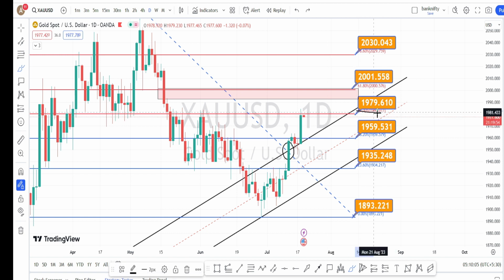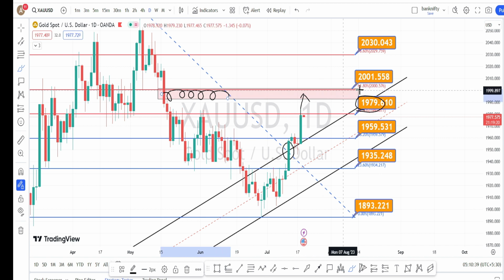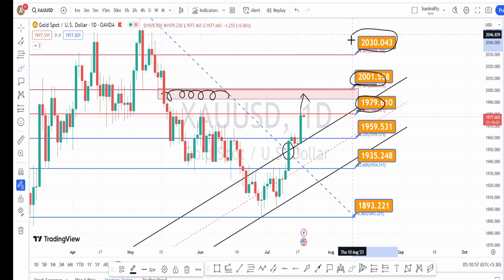Once the price action breaks this resistance level of 1980, we can expect the price action to find resistance around this area or to take the liquidity around this area, which I have mentioned in my past price action analysis also. So the next resistance level is going to be around 2000, and only when the price action breaks this resistance level of 2000, the next level of resistance is going to be around 2030.